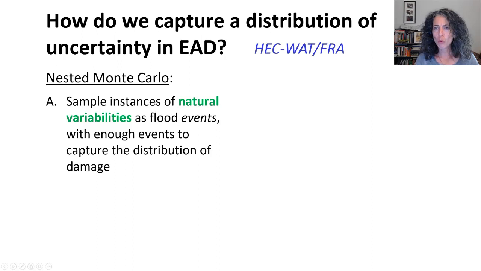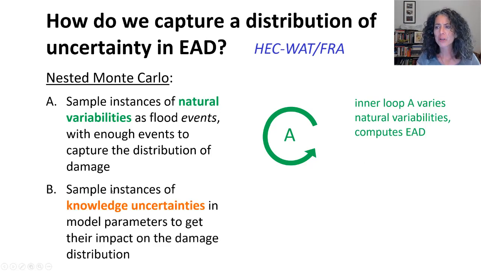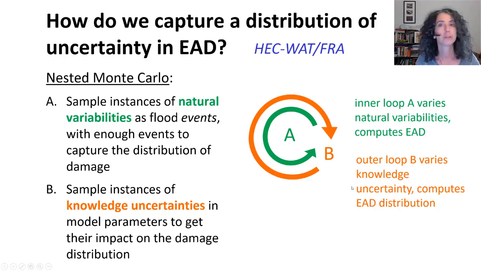So we're going to sample instances of all of our natural variabilities as flood events, right? Sampling enough flood events to flesh out all the probability distributions. And that is going to be an inner loop in our Monte Carlo simulation. And within that inner loop, we're going to compute a value of expected annual damage, right, from all of the events that were needed. And we're going to also sample instances of our knowledge uncertainties as an outer loop, right? So we're going to also be replacing the distributions of knowledge uncertainties by samples.